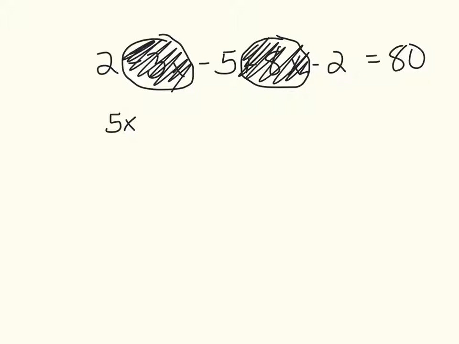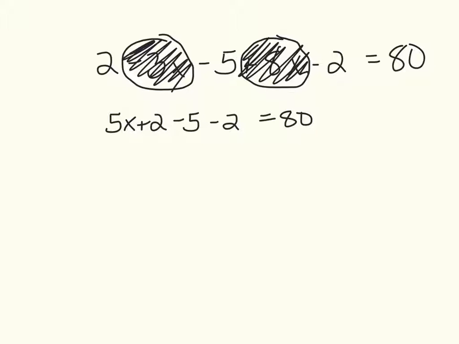So that's a positive 2, a negative 5, and a negative 2 equals 80. Now, just because I'm combining like terms doesn't mean I have to combine the two things that are close to each other. I actually think it makes a lot of sense to combine the positive 2 and the negative 2 next. Positive 2 minus 2 is 0. 2 minus 2 is 0, right, guys?